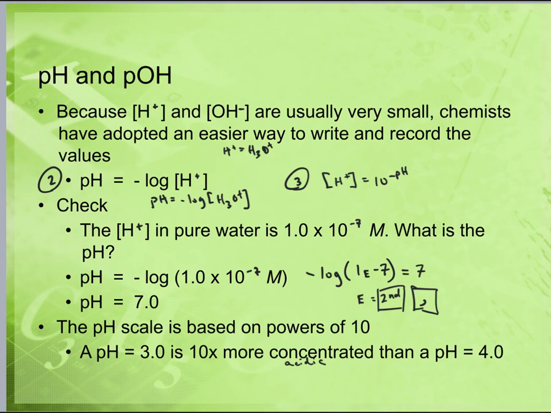So, for instance, a pH of 2.0 is 100 times more concentrated than a pH of 4. And a pH equaling 1 is 1,000 times more concentrated than a pH of 4 in terms of how acidic it is. Okay, so it's really 10 raised to the difference of those two in terms of how much more concentrated it is. You need to think of it like that. This will make a good, short, multiple choice question on the next test, maybe.